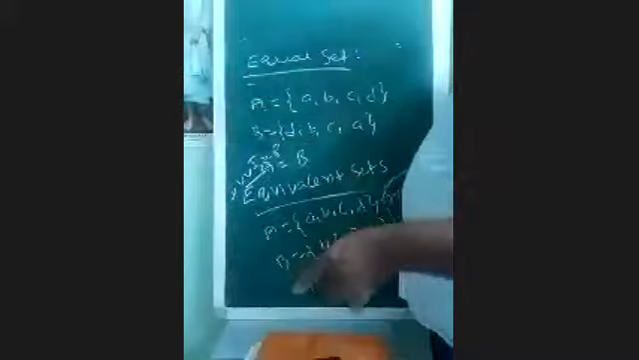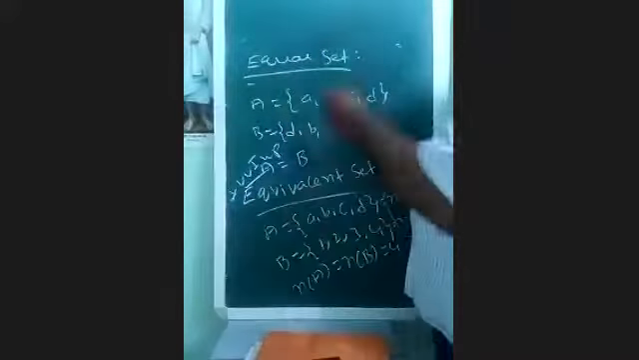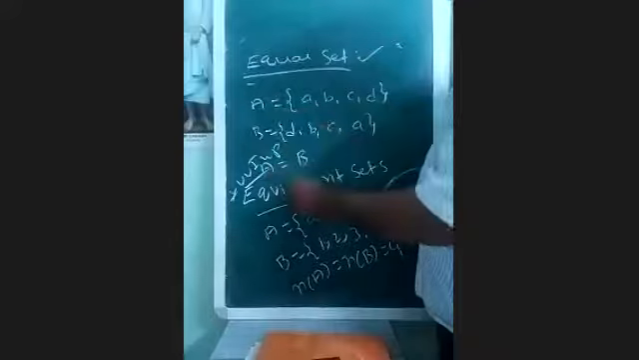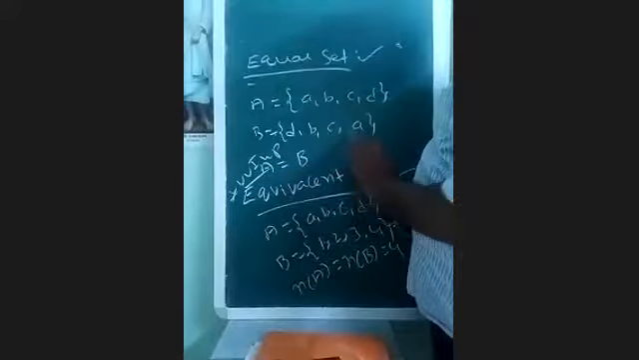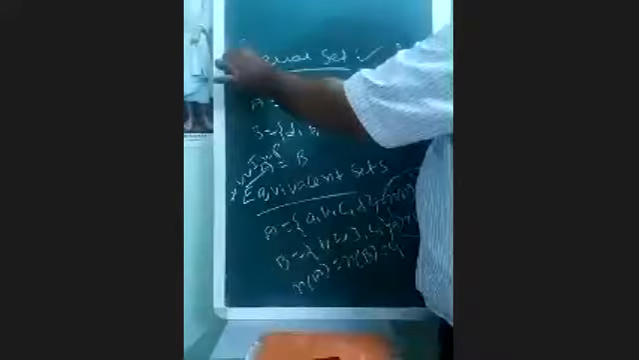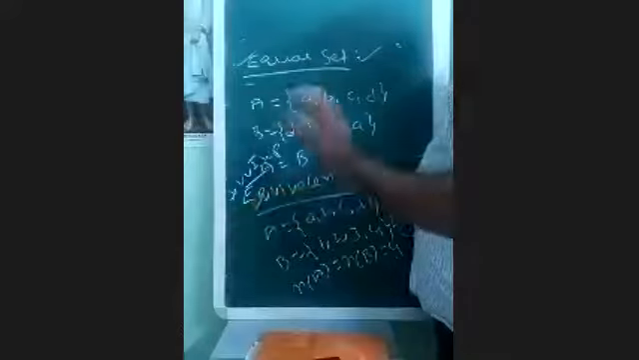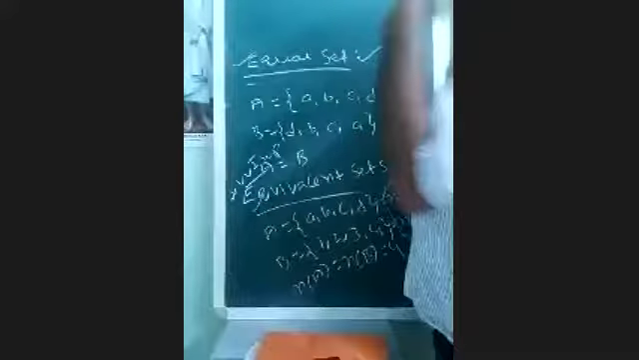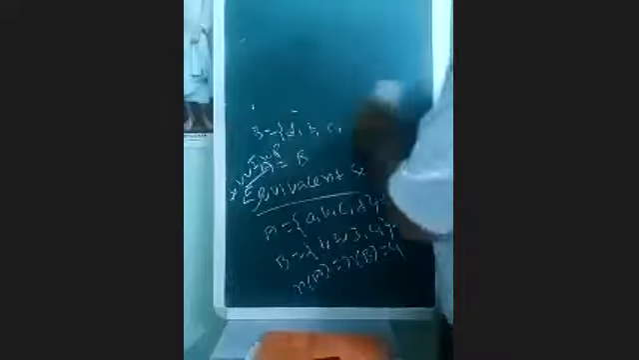One point, keep in your mind: equal sets are also equivalent sets, but equivalent sets are not necessarily equal sets. Equal sets are always equivalent sets, but equivalent sets are not equal sets. Most very important, keep in your mind.